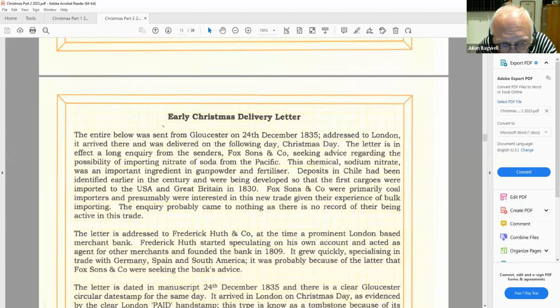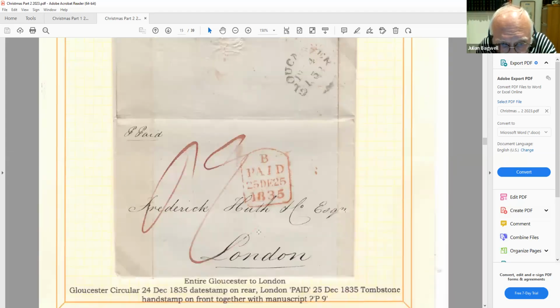Another example of a different hand stamp now. This is what's called a London tombstone hand stamp. This one was sent from Gloucester. You can see the Gloucester hand stamp there, the 24th of December, 1835. And you've got a paid hand stamp there. Received, that's a London hand stamp. And I think that means that they accepted it had been paid on dispatch and not on delivery.